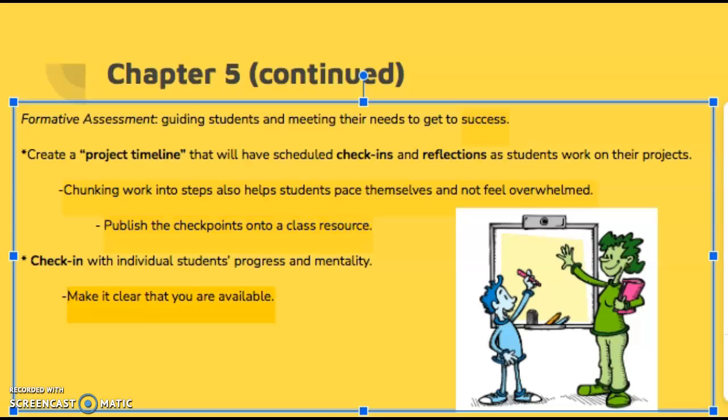The other important bullet point that I have on here is checking in with the individual student's progress and mentality. So this means making it clear that you are available, whether it is after class or at lunch, and remind your students that they can email you at any time with questions. Checking in on their mental health and their workload in other classes is also a suggestion that I would have because these things can affect the quality of a student's work.